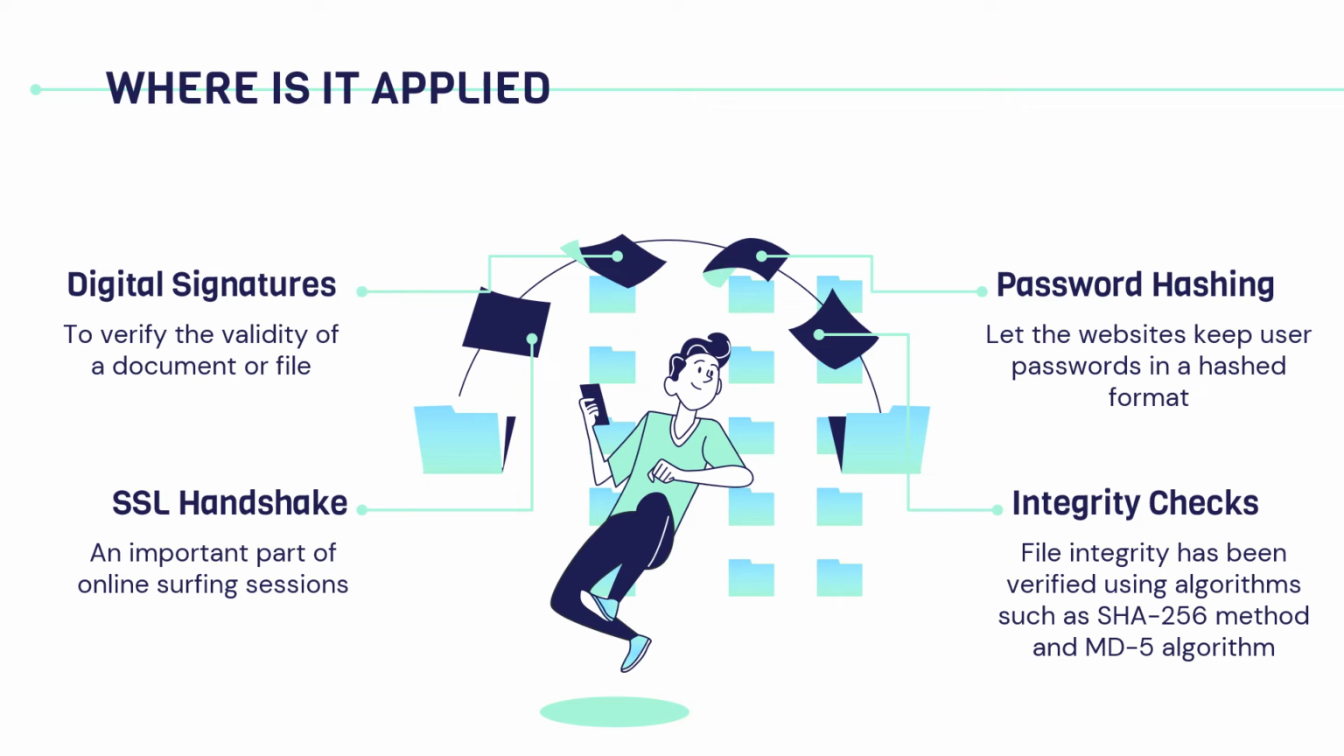The first one is digital signatures. It is used to verify the validity of a document or file. Digital signatures use asymmetric encryption. Hash algorithms like SHA-256 go a long way toward signature verification and are used in authentication and encryption protocols.